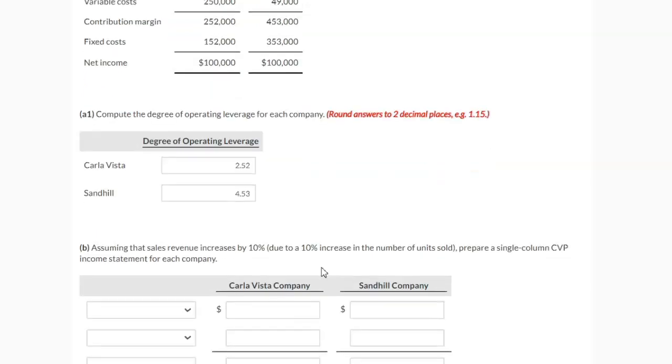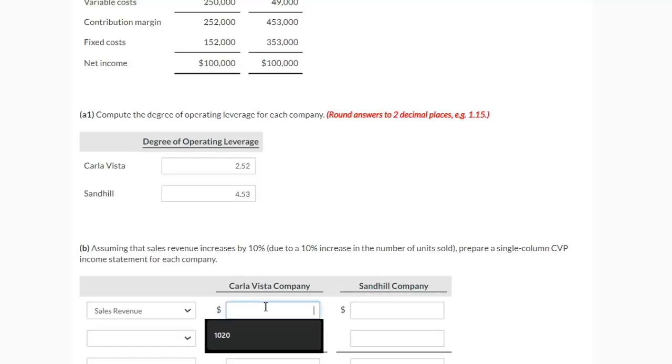So let's prove that. It says, assume the sales revenue increases by 10% due to a 10% increase in the number of units sold. So there's no increase in selling price. It means we are selling 10% more because of the number of units. So take 10% of the sales. They both have the same sales now. So 502,000 multiplied by 1.1. So that is 1.1, right? And what do you get?